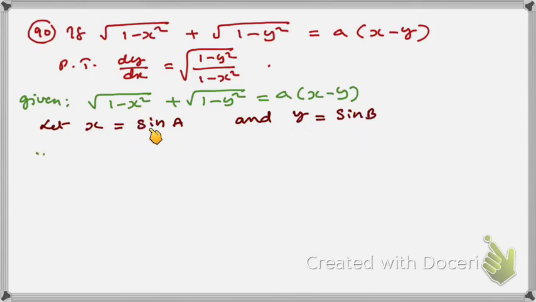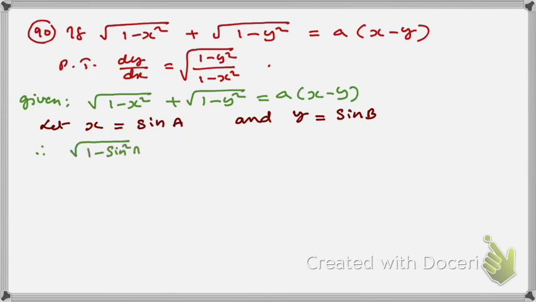And we know that the substitution would work because if x is sin a, this is going to be 1 minus sin square a, which has a result cos square a. If y is sin b, this is going to be 1 minus sin square b, which is cos square b, which has a result. So we make this substitution into the question.